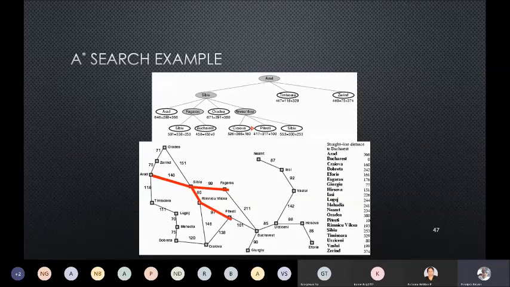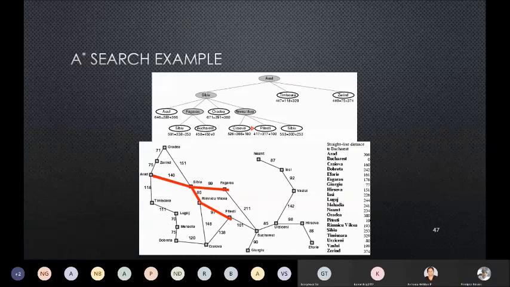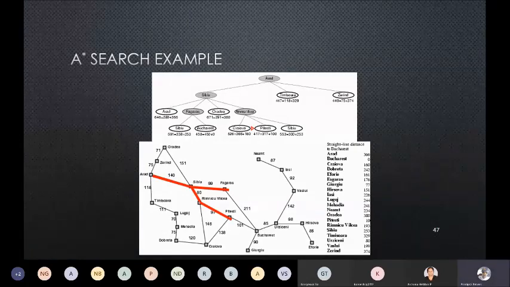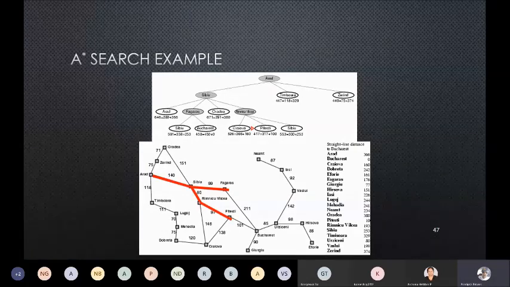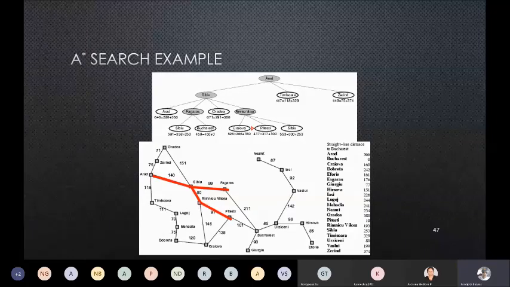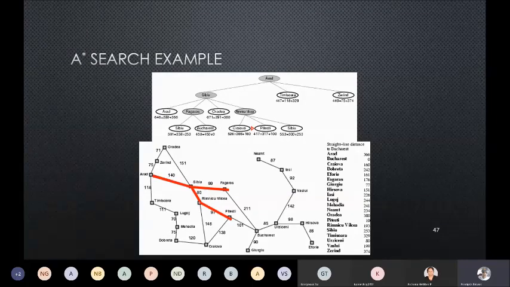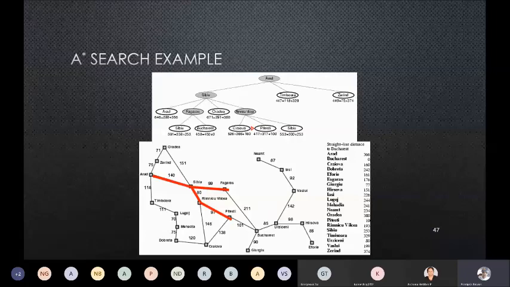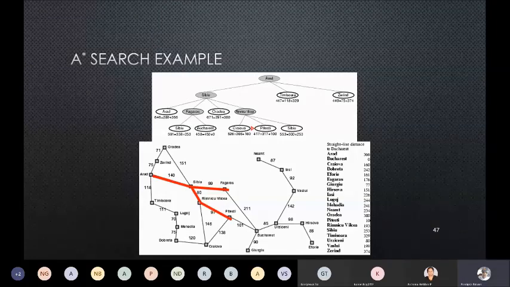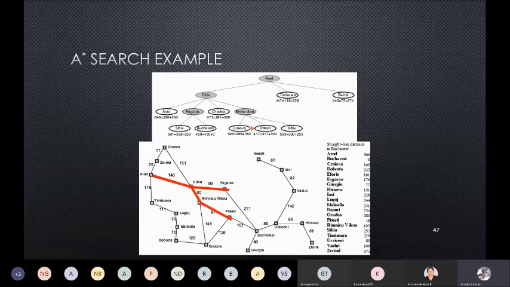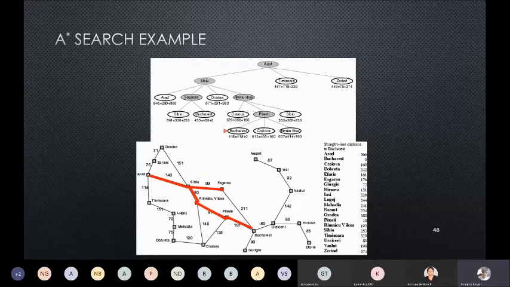And from Fagaras, we will again explore all the possible paths. And here again, we will store all these values. And here the lowest value turns out to be Pitesti. And see here from Fagaras, we can directly go to Bucharest. But the total value of our cost function is higher, 450. So instead, we will again backtrack to Rimiku Valley. And from Rimiku Valley, we will choose Pitesti. And from Pitesti, we will go to Bucharest.